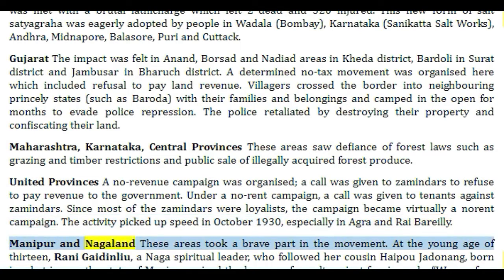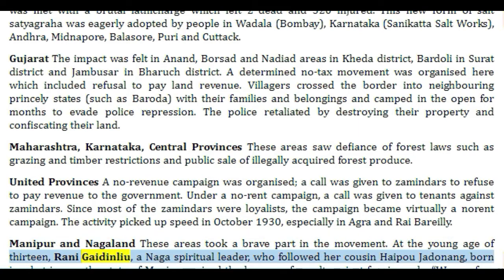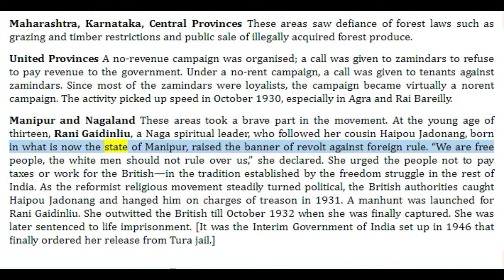Manipur and Nagaland, these areas took a brave part in the movement. At the young age of 13, Rani Gaidinliu, a Naga spiritual leader, who followed her cousin Haipou Jadonang, born in what is now the state of Manipur, raised the banner of revolt against foreign rule. "We are free people, the white men should not rule over us," she declared. She urged the people not to pay taxes or work for the British, in the tradition established by the freedom struggle in the rest of India.